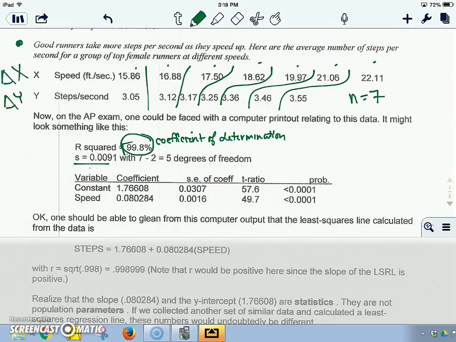This S is our standard error for the line of regression. We talked about that with Barbie Bungee. And then our degrees of freedom comes from the formula n minus 2. So in this case, 5.